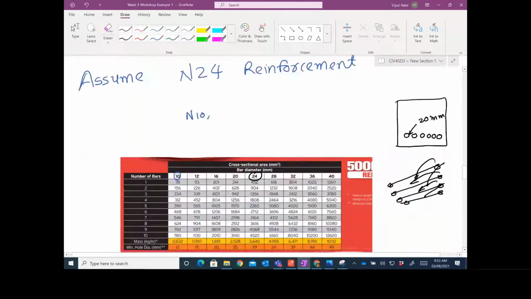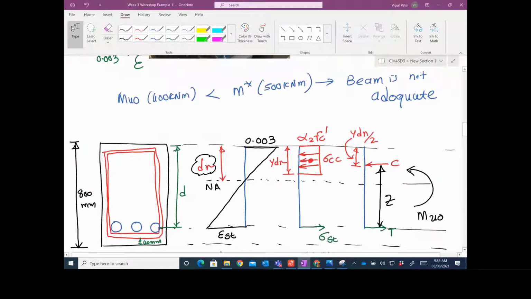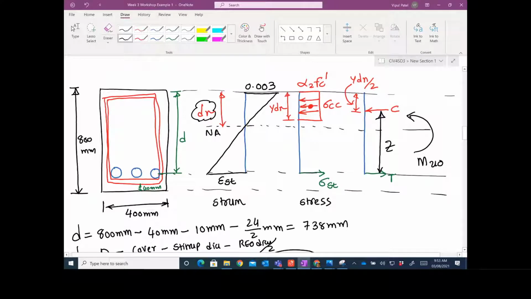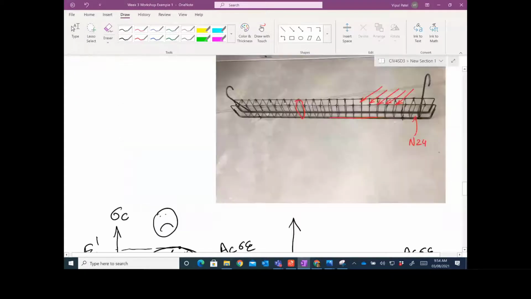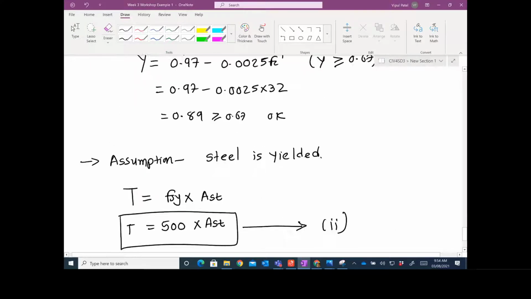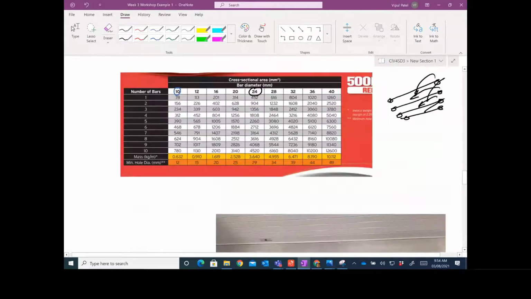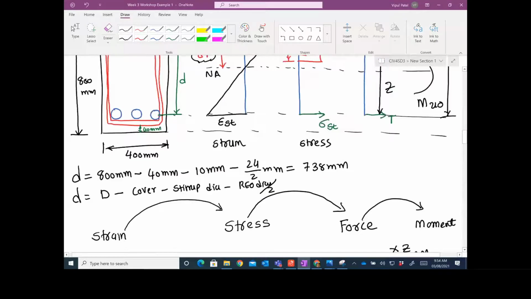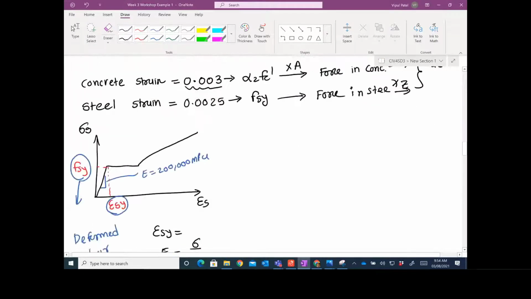Let me show you this lever arm Z. The lever arm Z would be this d, from here to here is d. So this d, take away gamma dn divided by 2, will give you the lever arm. So small d, take away gamma dn divided by 2. Small d, I think we calculated 738. I can show you where it is. There you go, 738 millimeters.